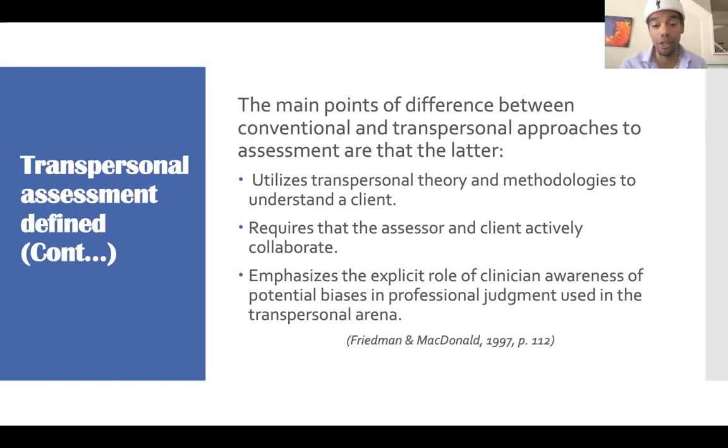Transpersonal approaches to assessment require that the assessor, yourself, the clinician, and the client actively collaborate, right? This is not a one-direction experience. This is a relationship beginning to be built.